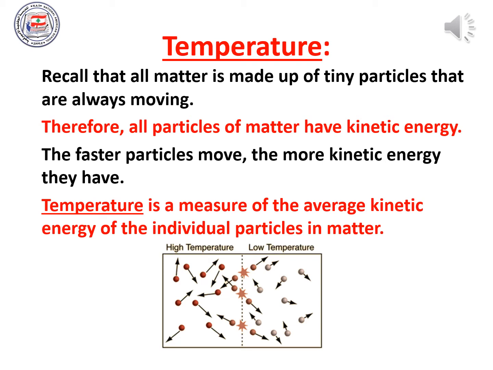Recall that all matter is made up of tiny particles that are always moving. Therefore, all particles of matter have kinetic energy. We already explained previously that everything that has mass is called matter and that all matter is made up of tiny particles that are always moving. We also explained that anything that is moving has an energy called kinetic energy, which is the energy related to motion. The faster particles move, the more kinetic energy they have.